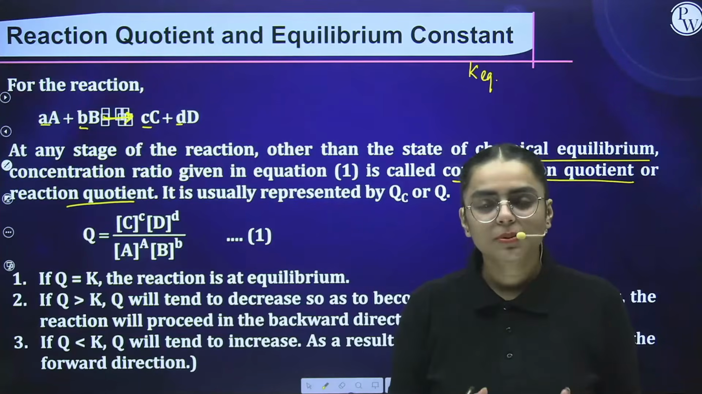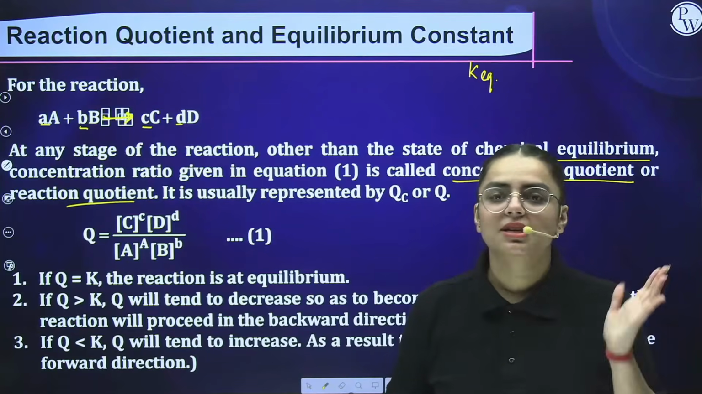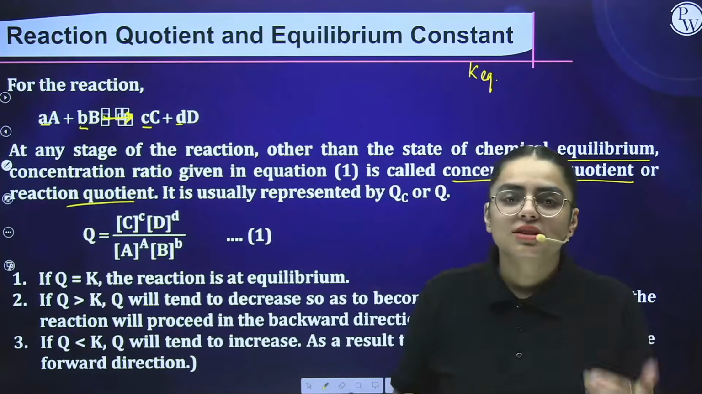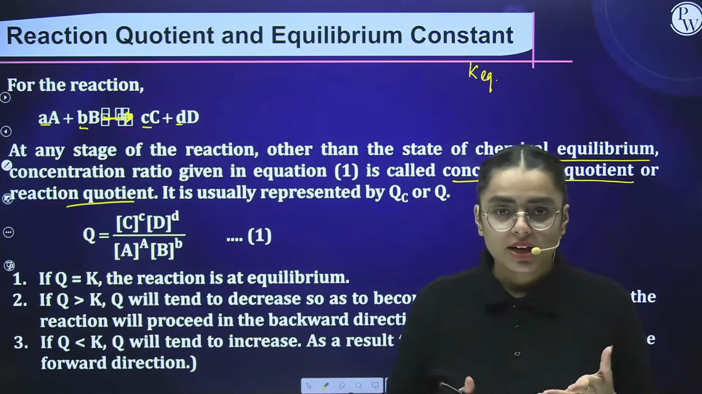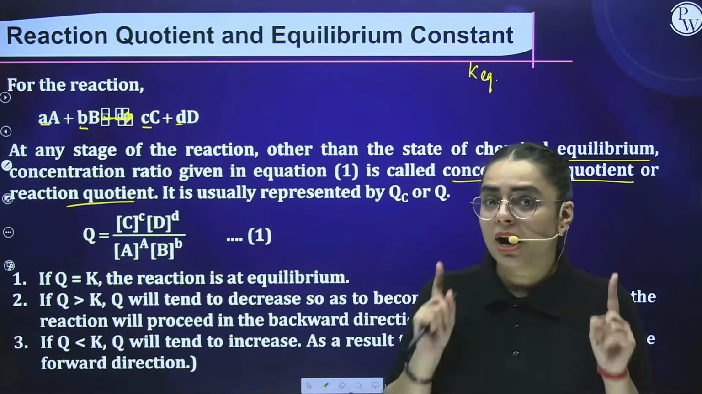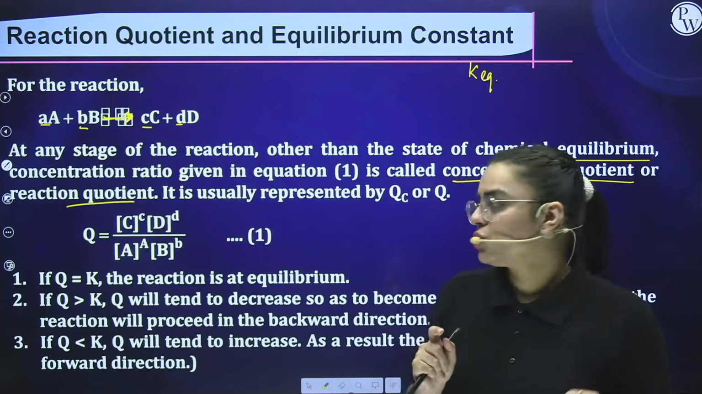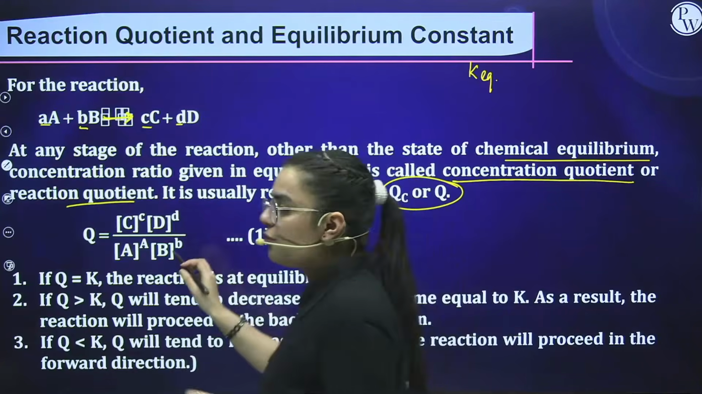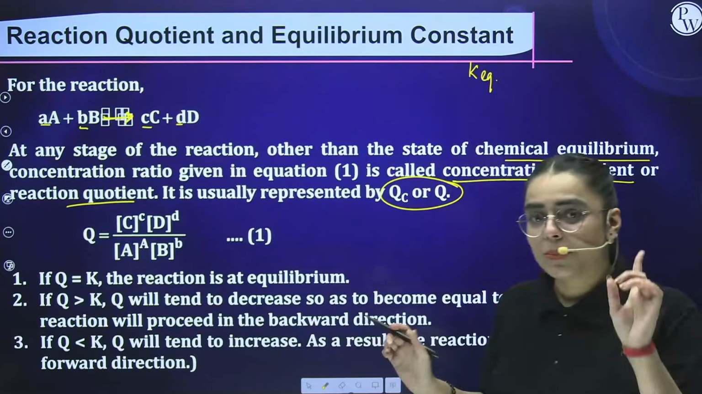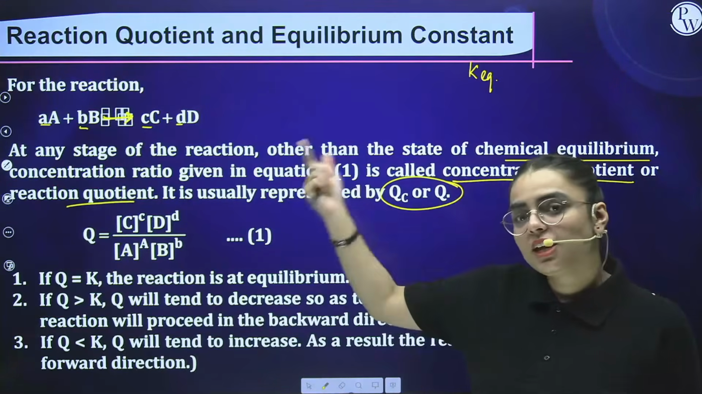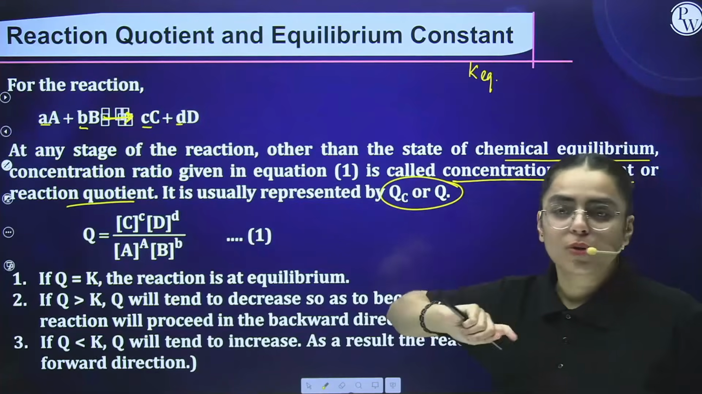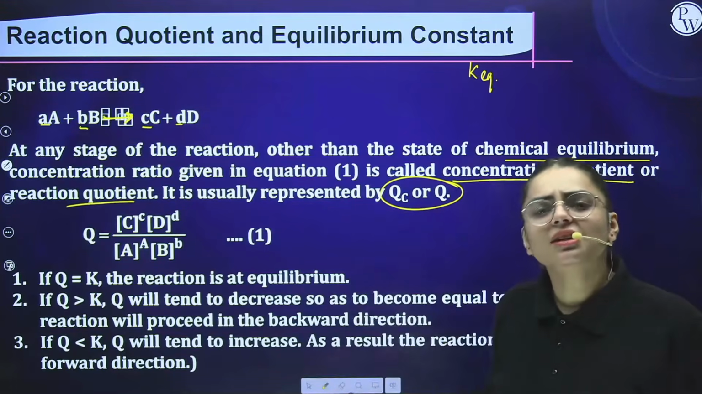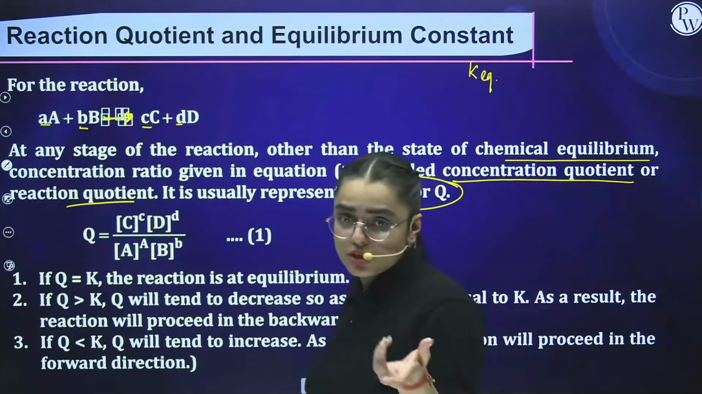Equilibrium constant is used when equilibrium is attained. But other than equilibrium, one term is more, which is known as reaction quotient or concentration quotient, which is the same thing, but there are certain situations over here. It is usually represented by Qc or Q. This is the formula. You will see that this is the same formula, but the difference arises in K: equilibrium we calculated at the equilibrium point. Here we are not calculating at the equilibrium point, we are calculating other than that point. And let us see what the situations are over here.